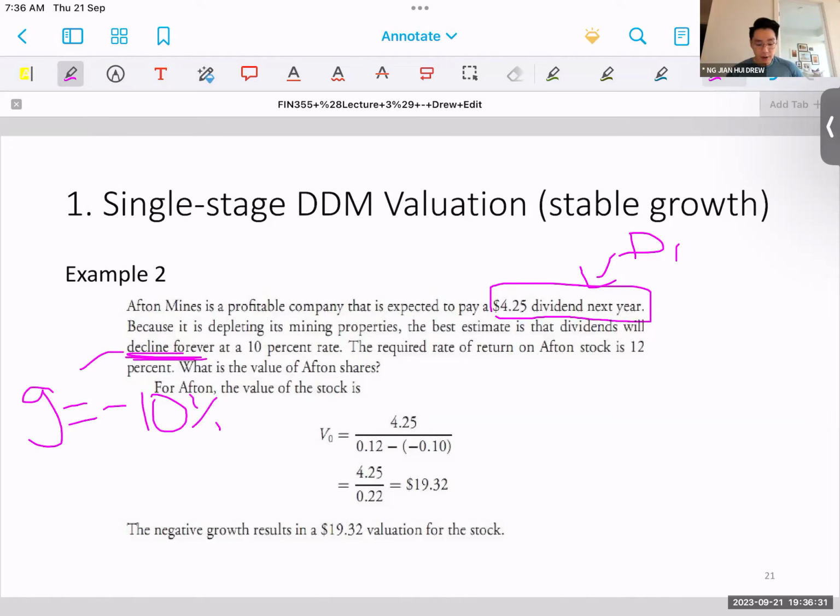Required rate of return is given at 12%. What is the value of the share? So again, we simply plug all the details into the growing perpetuity formula. Do take note that g is negative, and therefore you get this valuation here.